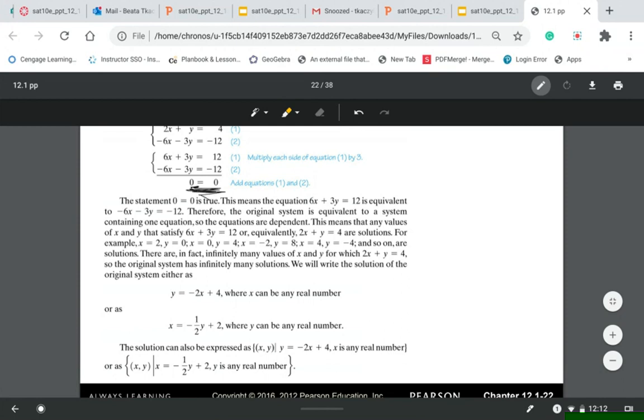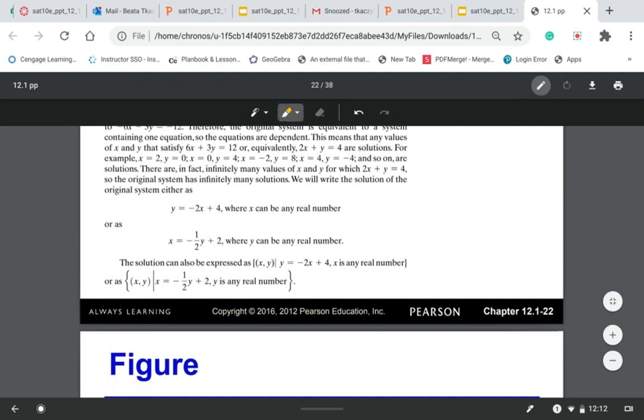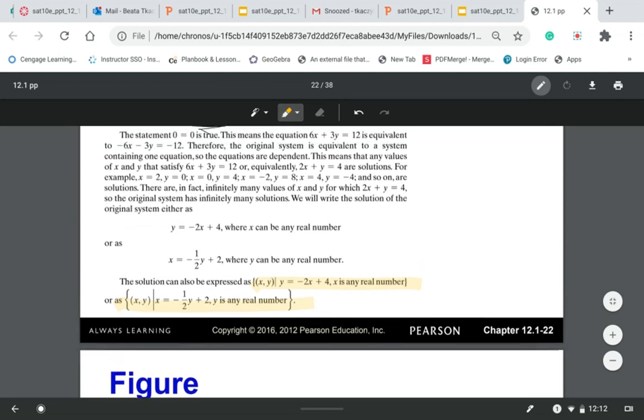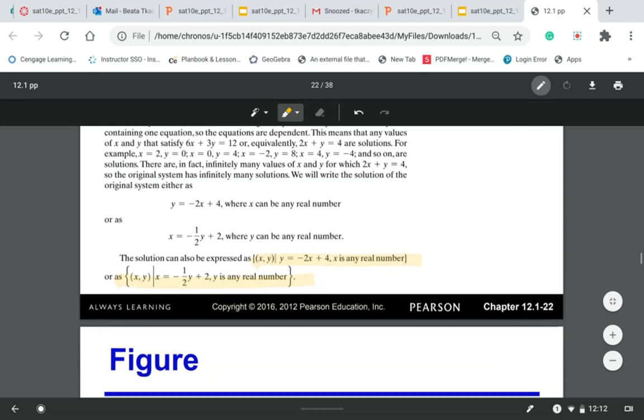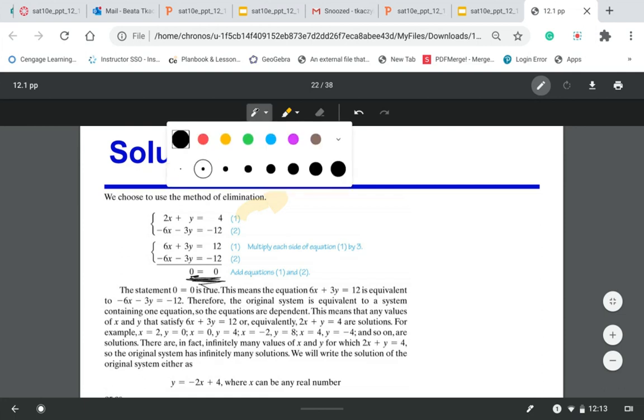We just need to know that when you end up with a true statement, the system is consistent, dependent, with infinitely many solutions. However, in MyMathLab, they may ask you to leave the solution either that way or that way. Again, from equation 1 we solve for y, and we give the condition that x is any real number. Or you can use equation 1 and solve it for x.